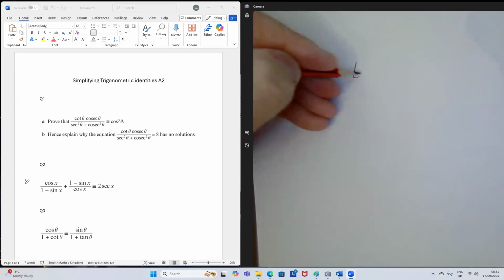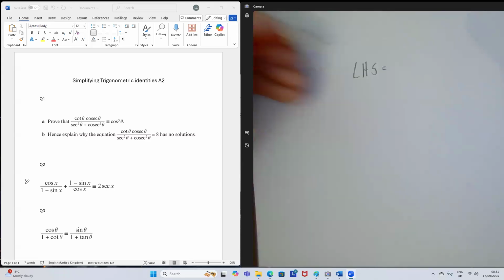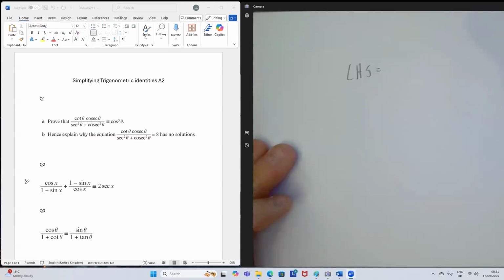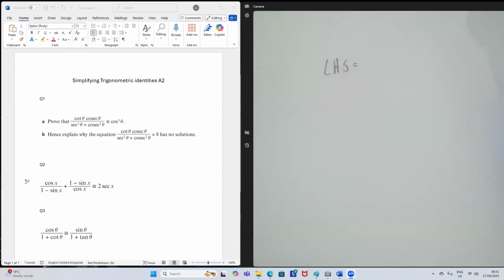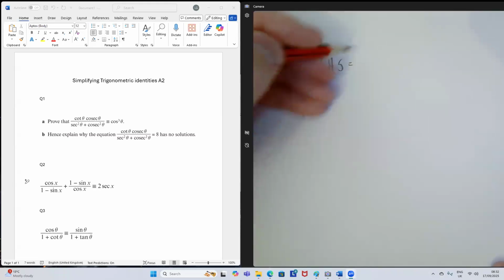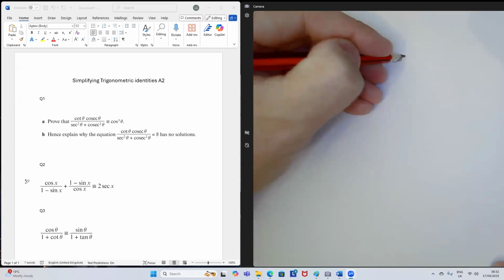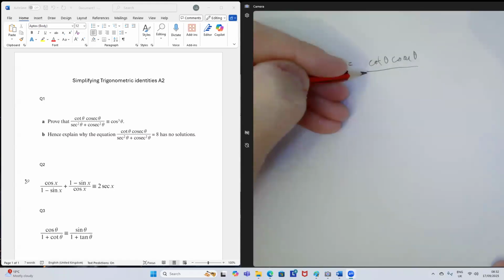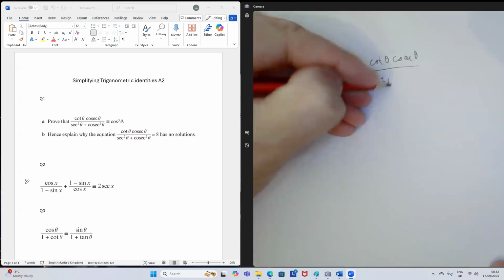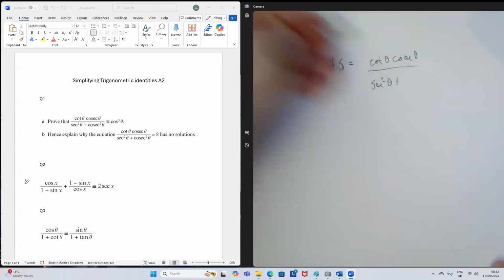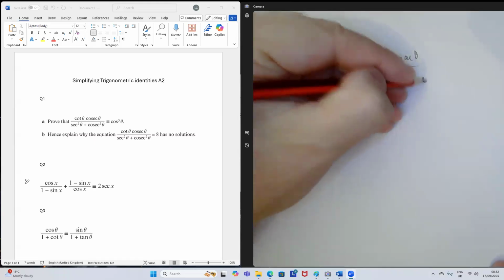Now, the right way to do this is to either start off by writing left-hand side equals, and then step by step changing it until it equals the right-hand side, or you can do it the other way around and start off with the right-hand side. But most of the time, it works out best if you start off with the left-hand side. So the left-hand side is cot theta cosec theta over sec squared theta add cosec theta, cosec squared theta.